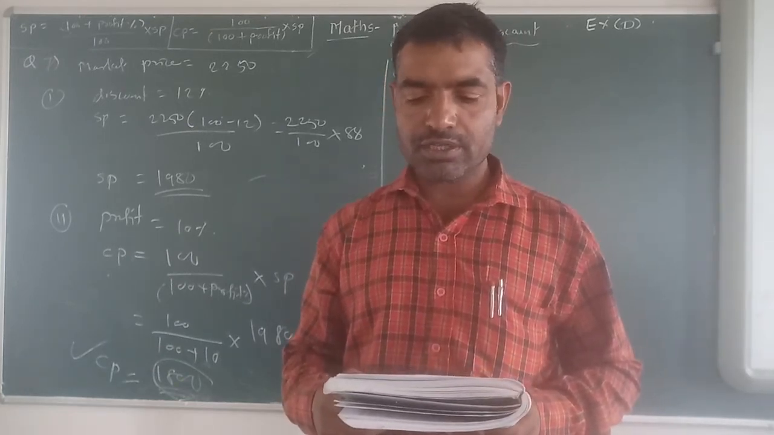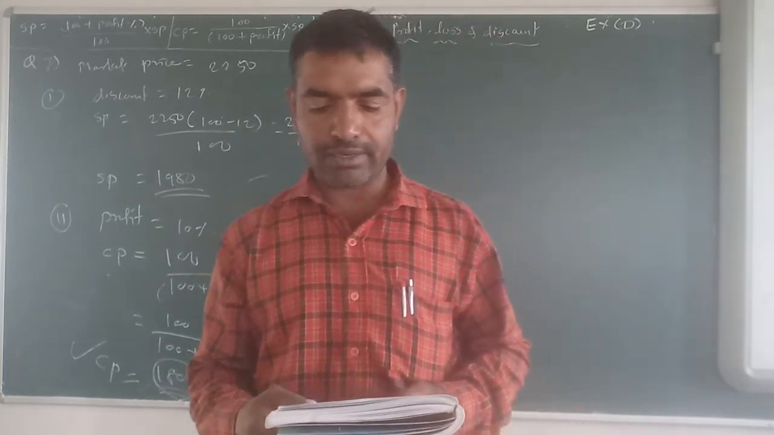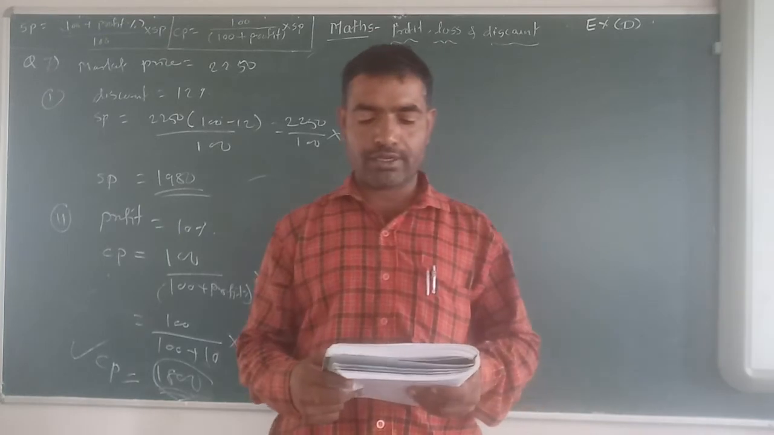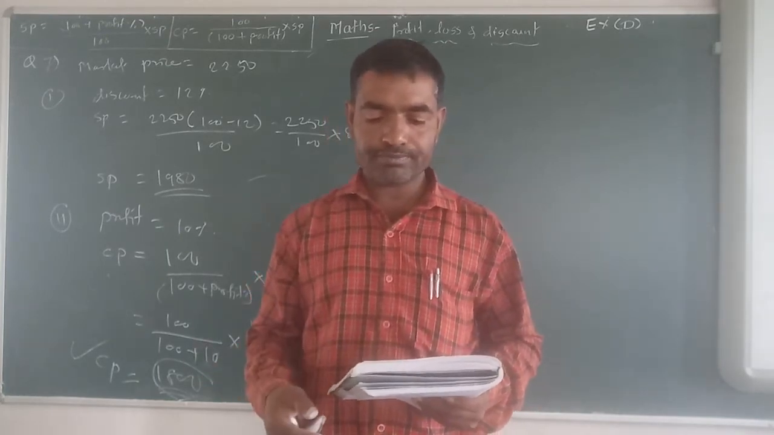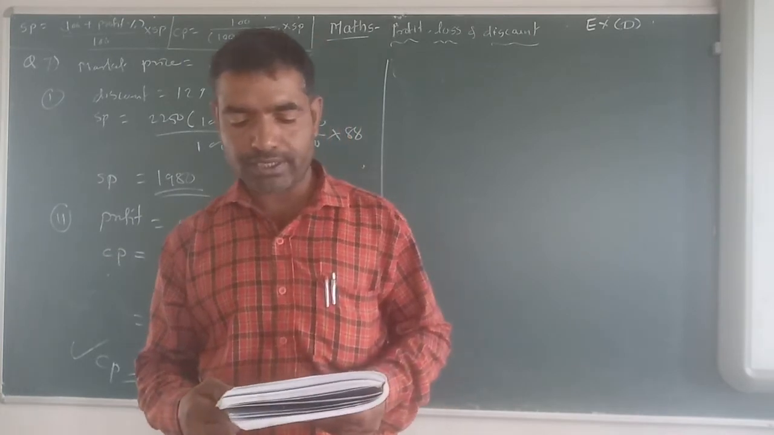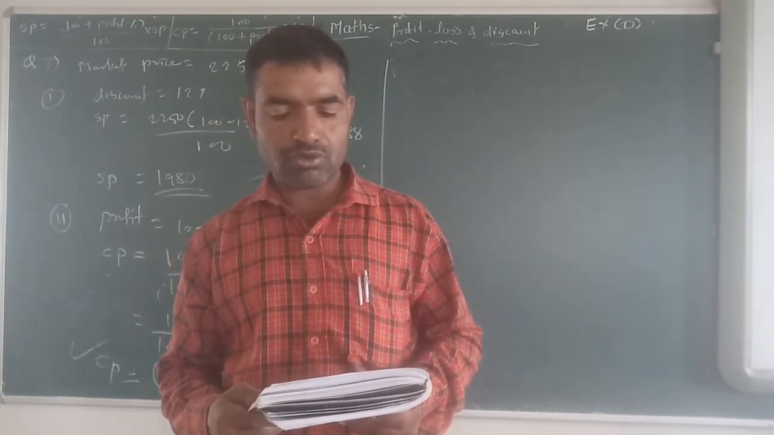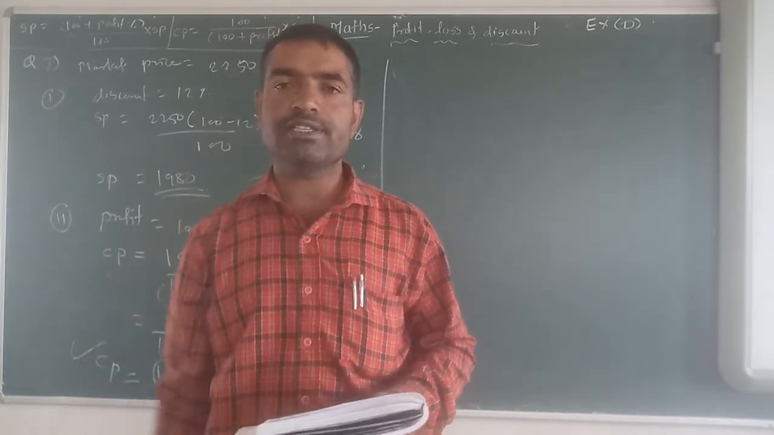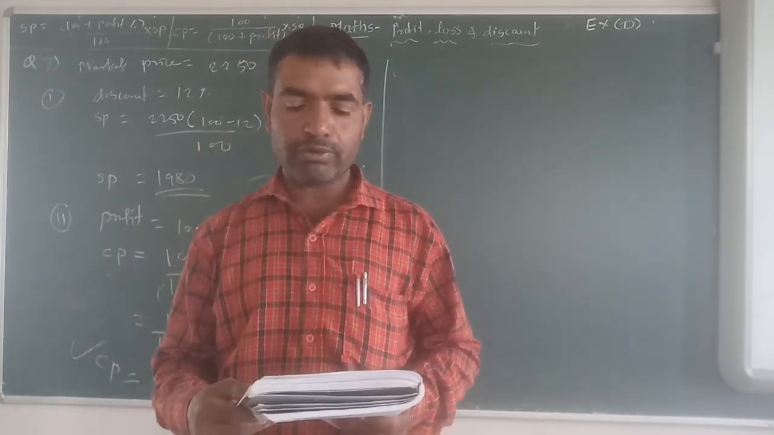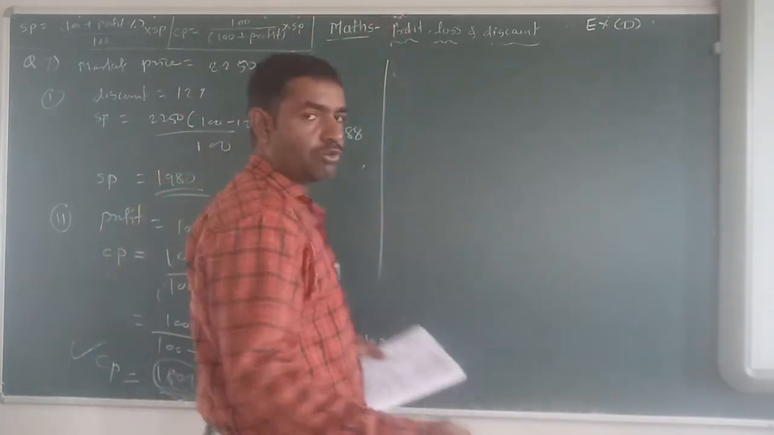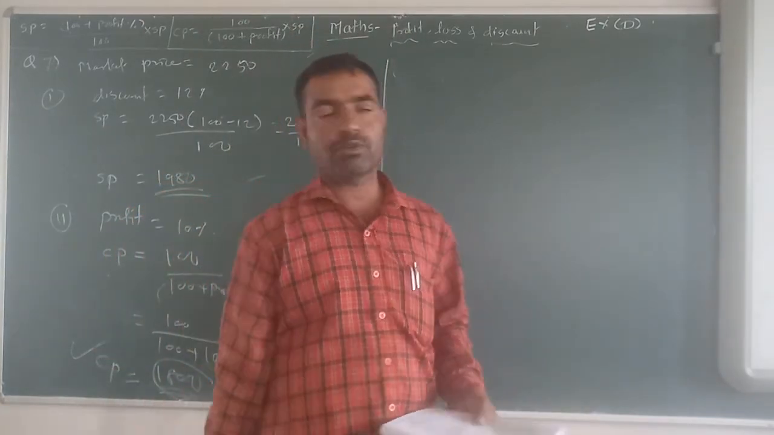And then gives a discount of 10%. Find his gain percent. Don't worry. A shopkeeper marks his goods at 30% above the cost price and gives a discount of 10%. Find his gain percent. Here CP and MP are not given clearly, so we will consider CP of the goods to be 100. Whenever it is not given clearly, we consider it.